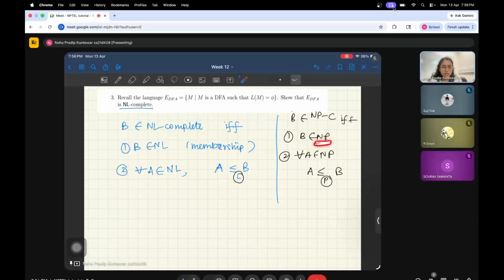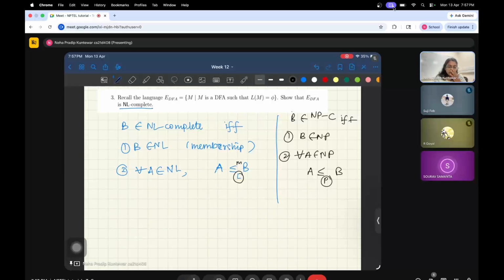So if you're talking about NP completeness, the class involved in the reduction is something inside NP, which is P in this case. Whereas if you're talking about NL completeness, the underlying reduction is something that's inside NL, for example L here. Okay. And yes, it's a many-one reduction.